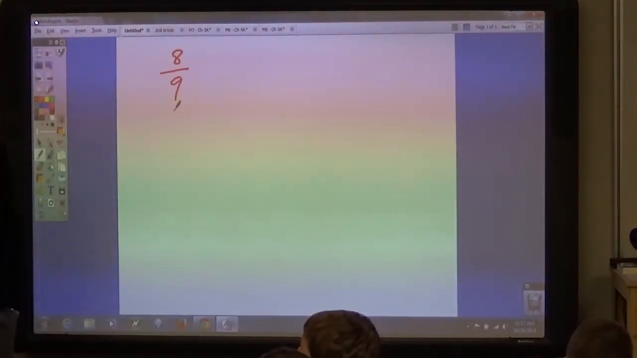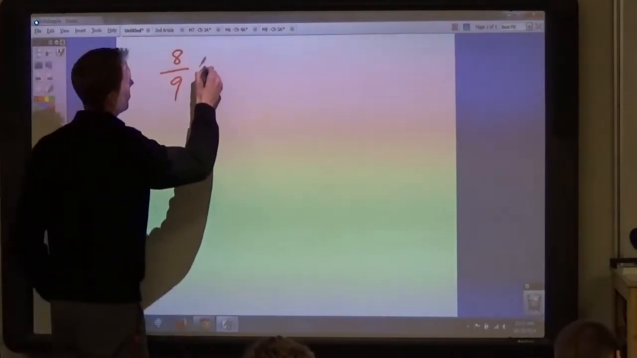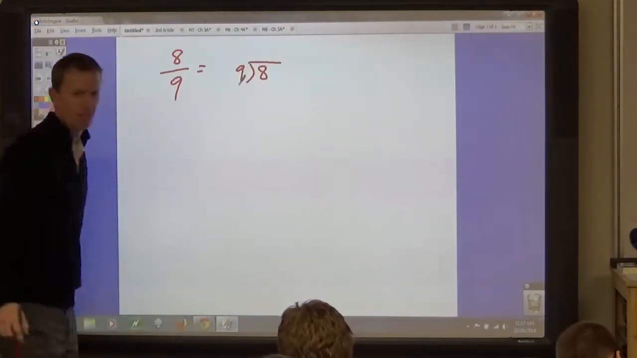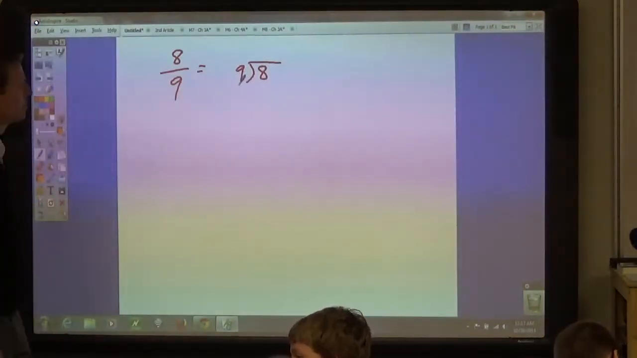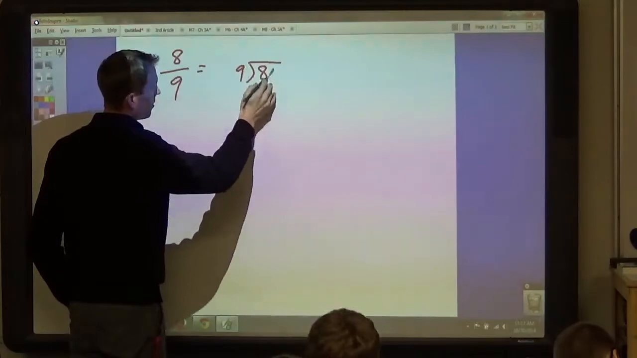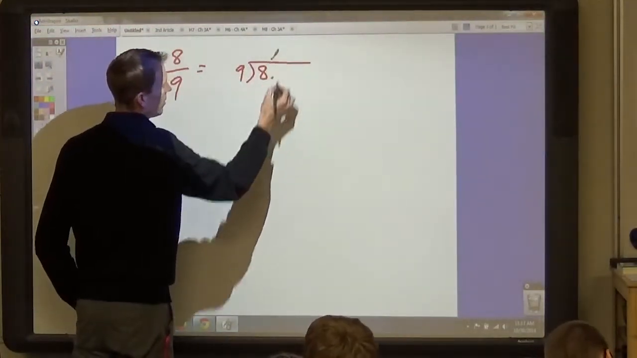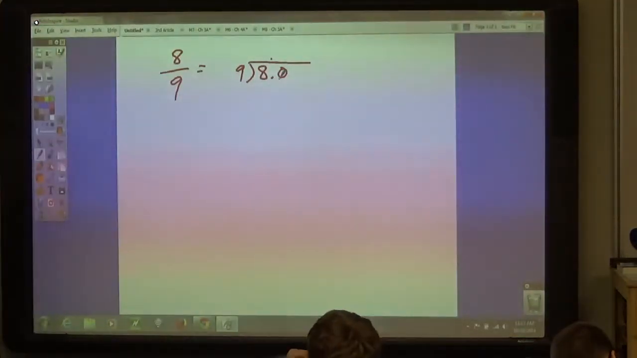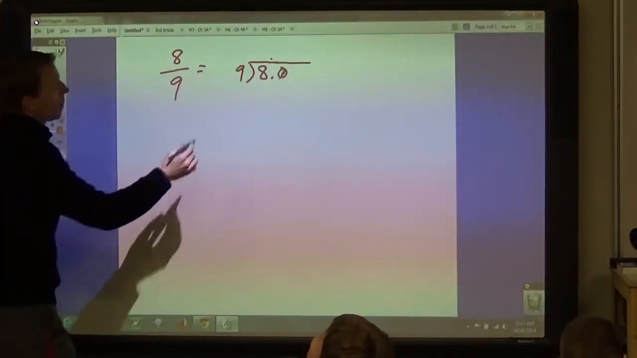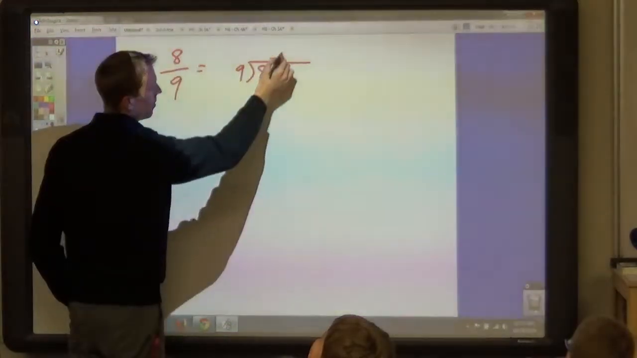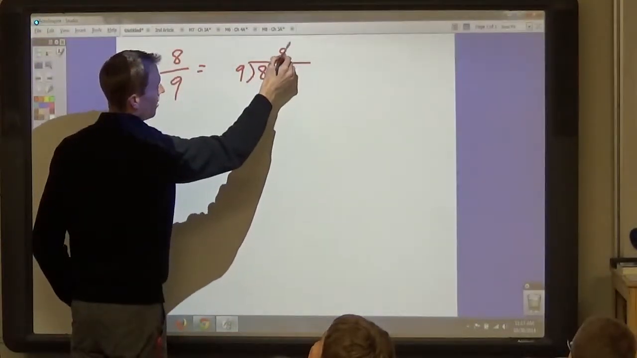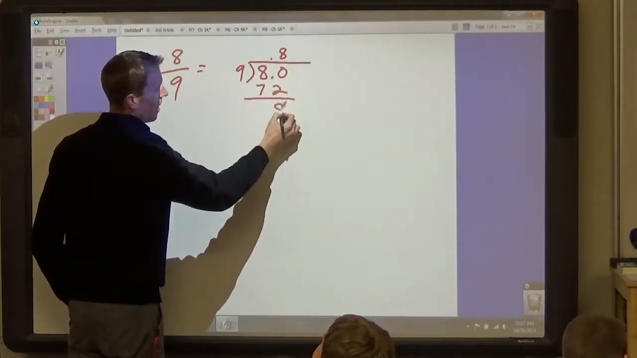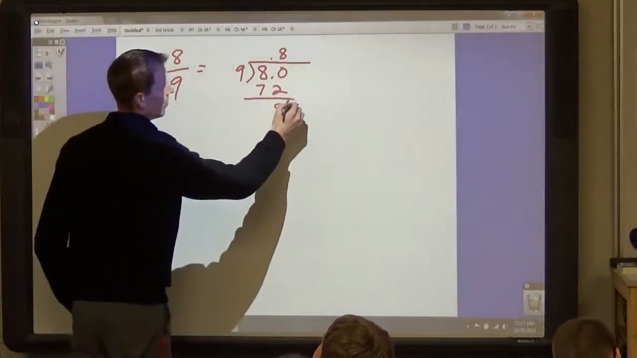Put this one in your notes. We would do 8 divided by 9, right? And 9 doesn't go into 8, so we need a decimal point. And we'll have to use 80. Right? 9 goes into 80 8 times. 8 times 9 is 72.